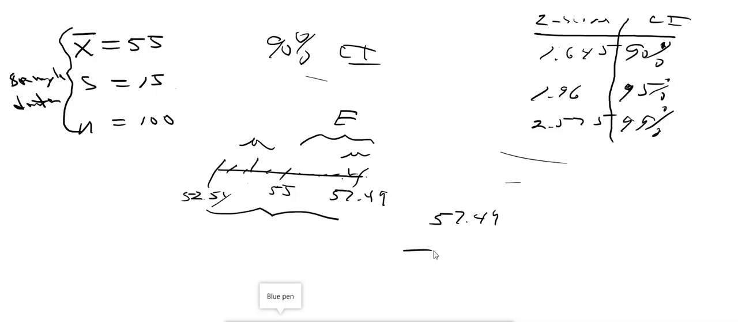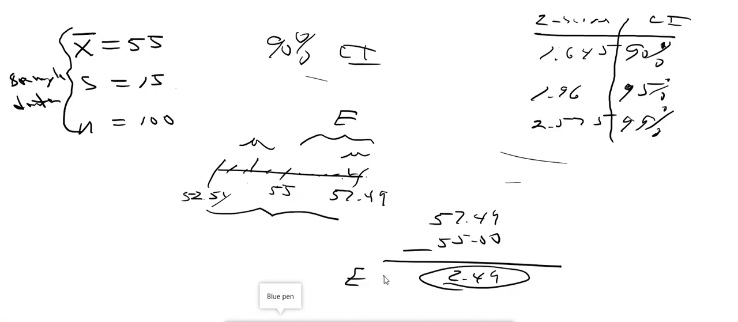57.49 minus 55, in the middle. So we get 2.49. So our E in this case is 2.49. Let's say that's too big. Let's say that we want it to be 1.49. Is there anything we can do? So again, we have an E of 2.49.